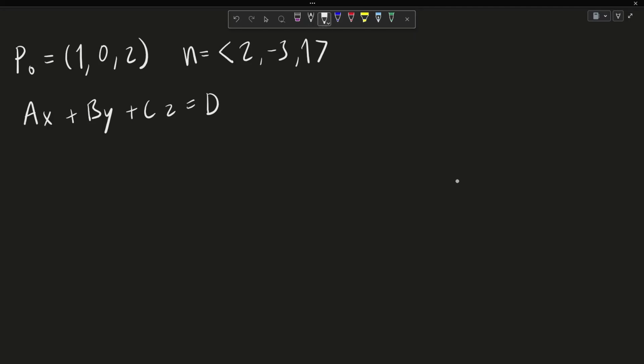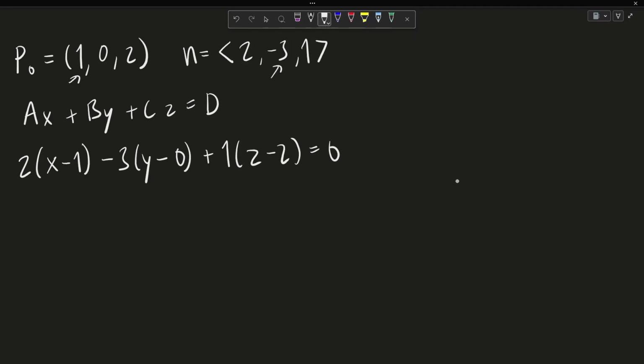So once again, we have 2 times x minus 1, where 1 is x naught, minus, since we have a negative value here, 3 times y minus 0 plus 1 times z minus 2 equals 0. And here we have the right side still set to 0 because we haven't expanded out. Now when we expand out, we have 2x minus 2 minus 3y plus z minus 2 equals 0.